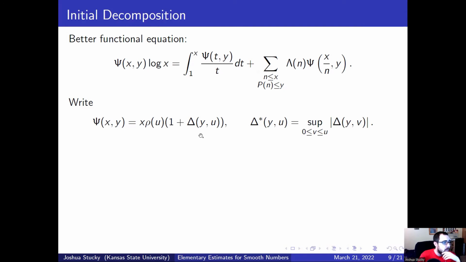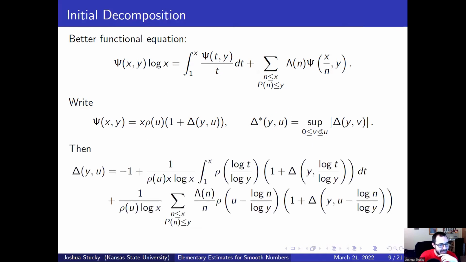So with this notation, let's rewrite this. It looks kind of ugly at first, but if you parse through it, you see you do get exactly what you want. On the left, if I replace it by this, divide through by x rho of u, and then divide through by log x, here's my integral. This is the psi of ty times rho of t, and then the t's cancel. So this is genuinely what the integral is.